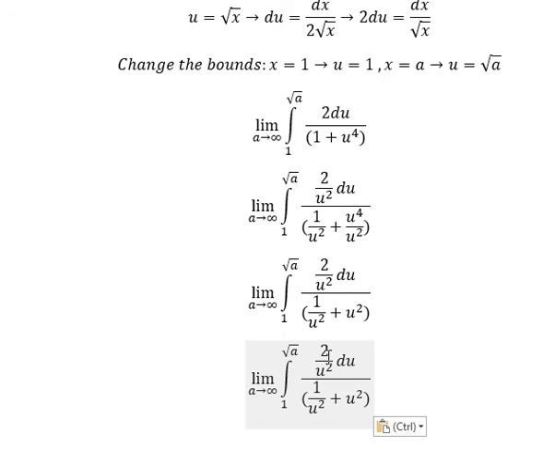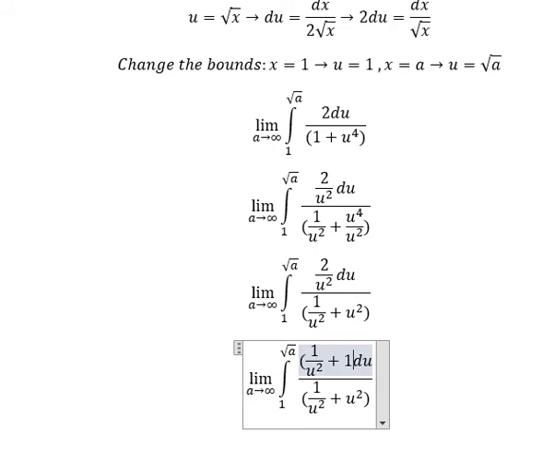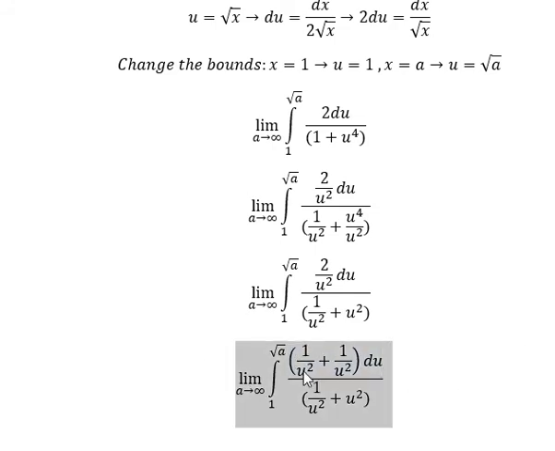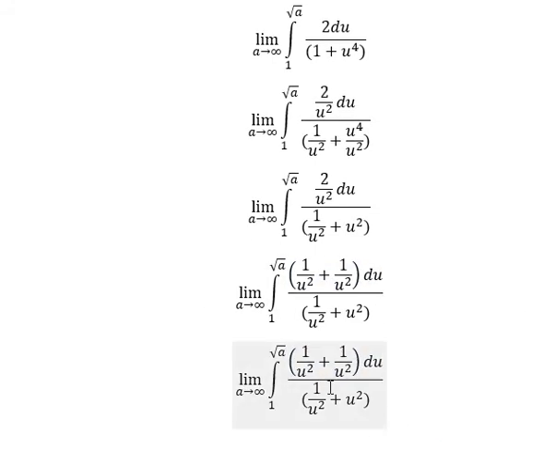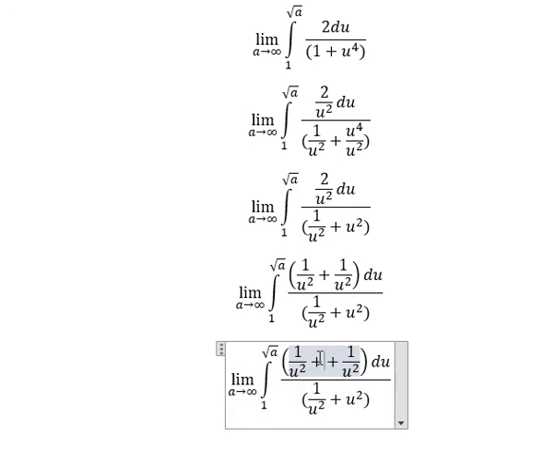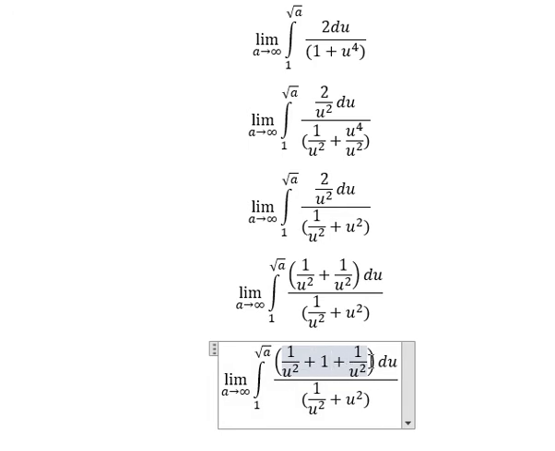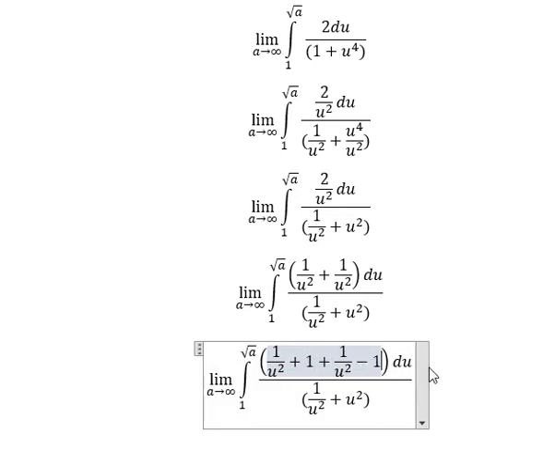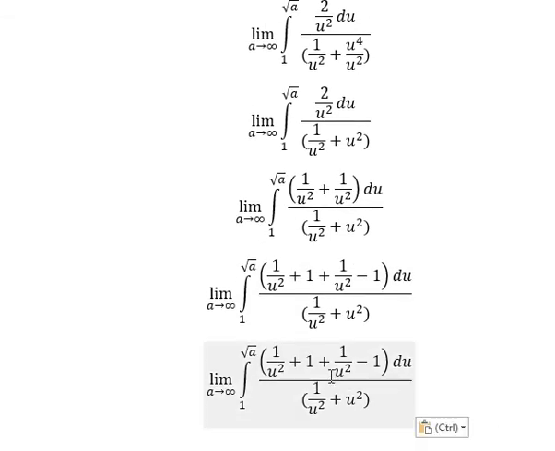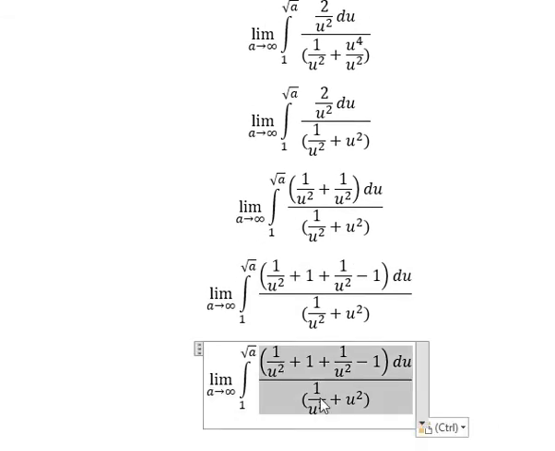Next, about this one we can put into 1 over u square plus 1 over u square. Next, we can add number 1 in here. Later we need to minus number 1. Next, we can separate them in here.